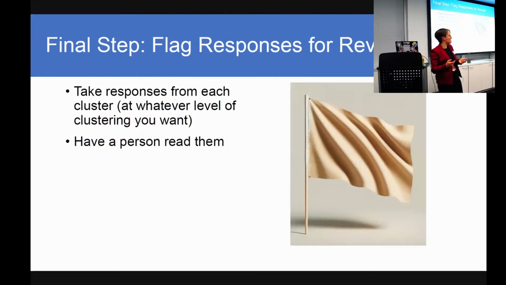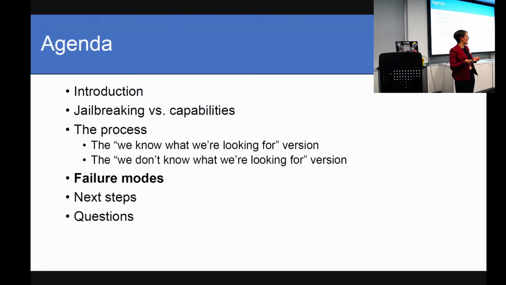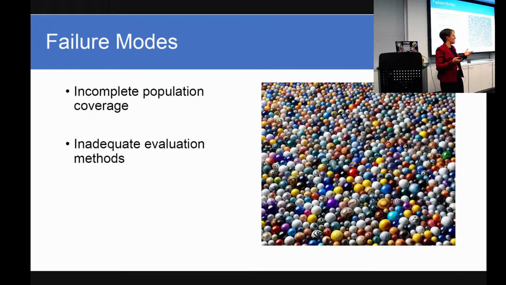Okay. And the final piece is again, you take responses from whatever level of cluster you want, and you have a person read them, right? And then maybe do that other method. Maybe they're like, this is what I'm concerned about, now I know I can do this other thing. Okay, so how can this fail? There are 2 big ways this fails. It fails via incomplete population coverage, where there was this area we wanted to get and we didn't actually get all of it. And it fails with inadequate evaluation methods.